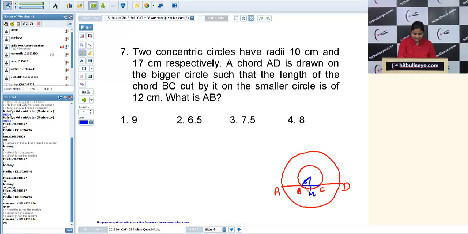now BM was 6. What was the radius of the smaller circle? That was 10. Now you can see the Pythagorean triplet. 6, 10. The remaining thing will be 8. Clear? So this OM will be 8. Now we'll join A and O. Now this is 8. This is given as 17. Sorry, this is given as 17. That was the radius. So the remaining thing will be 15.